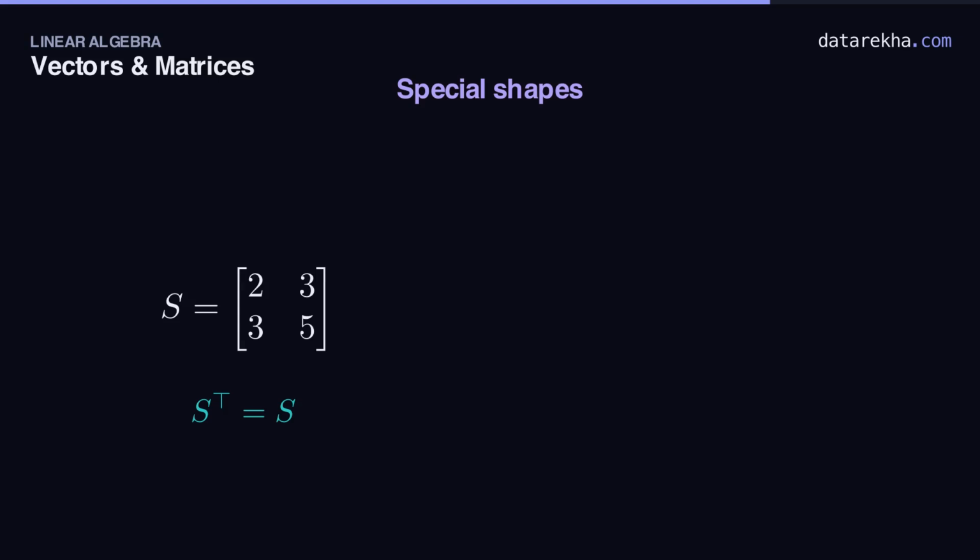A symmetric matrix equals its own transpose. Flip it across the diagonal and it's unchanged. In entries, Aij equals Aji. Notice the matching 3's mirrored across the diagonal here. Watch a subtle point here.